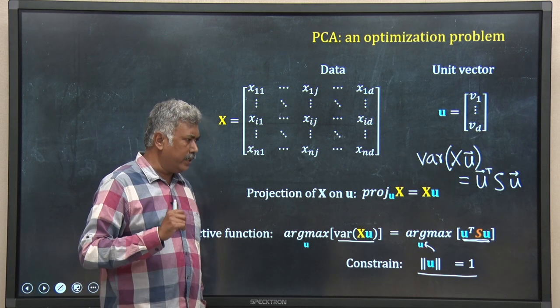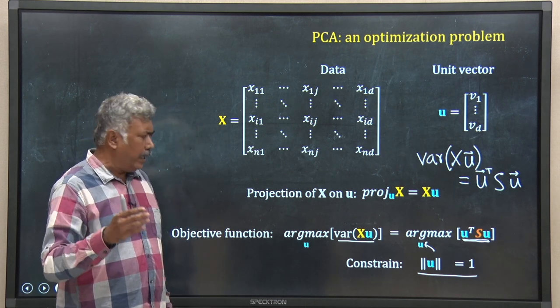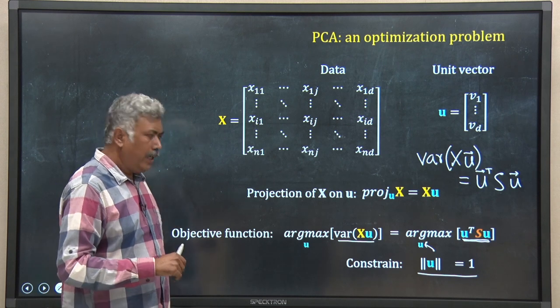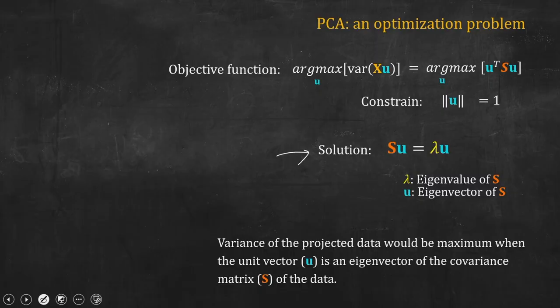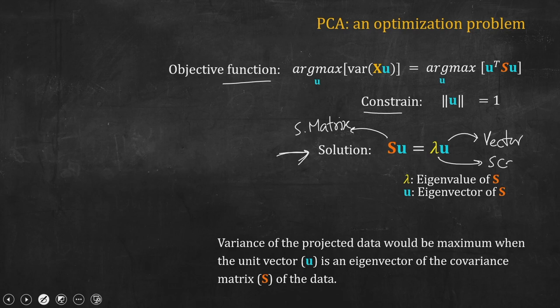You can approach this maximization problem from different perspectives. We will not go into the details of the mathematical derivation. I will only say that by using a common method called the Lagrange multiplier, a very beautiful solution comes out of it. When you try to meet this objective function with this constraint, you reach this interesting solution. Pay attention to the solution. This S is the covariance matrix of X, so this is a square matrix. u is a vector, and this lambda is actually a scalar. Look at this relation: S u equals lambda u.